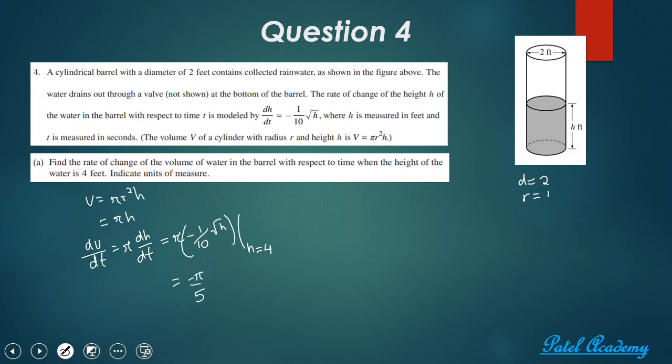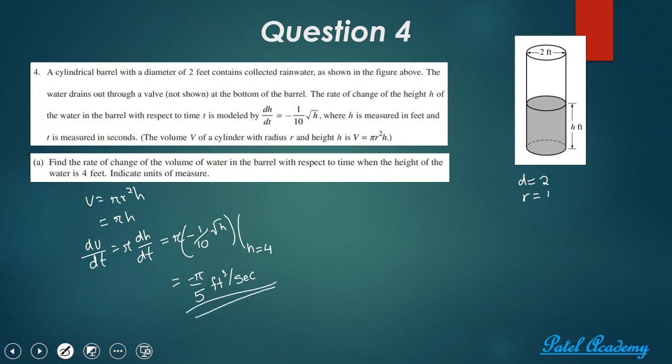And then it says to indicate units of measure. Now our volume, remember we're doing the rate of change of volume, so our height is measured in feet, thus our volume must be measured in feet cubed, and then it's feet cubed over time, so over seconds. So it's feet cubed per second. And so that would be our final answer.